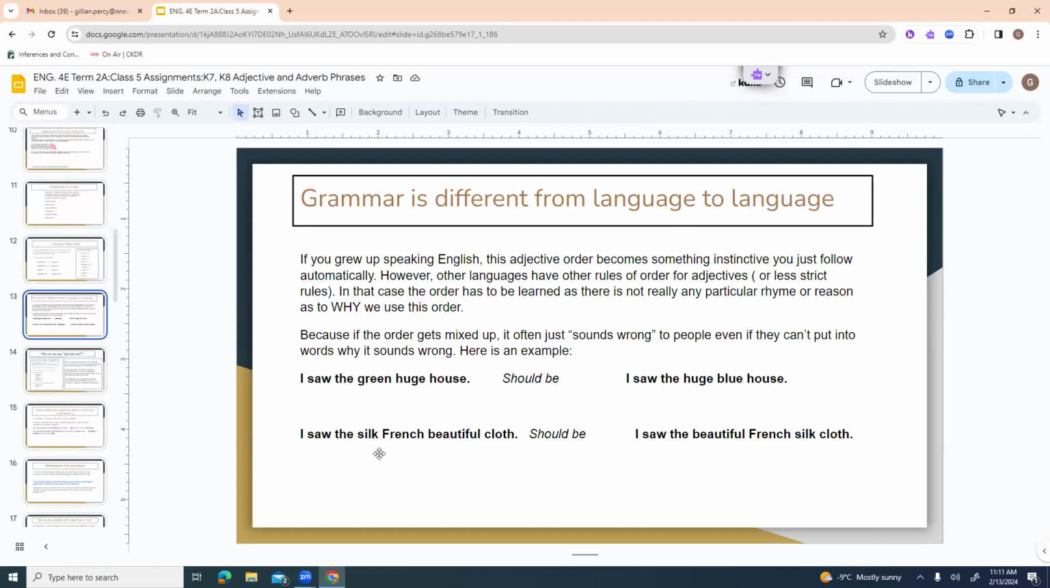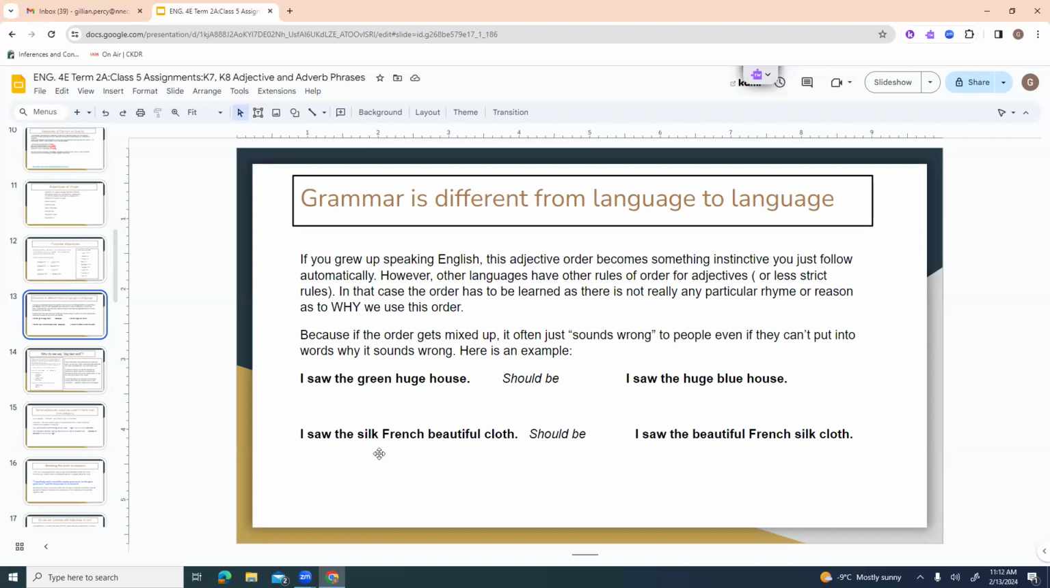So grammar is different from language to language. And if you grew up speaking English, the adjective order becomes instinctive. You just follow it automatically. However, other languages have other rules of order for adjectives or less strict rules. Like in some places, they just don't even care. Doesn't affect anything. So in that case, you may have to learn the English order because there's not really any particular rhyme or reason as to why we use this order.